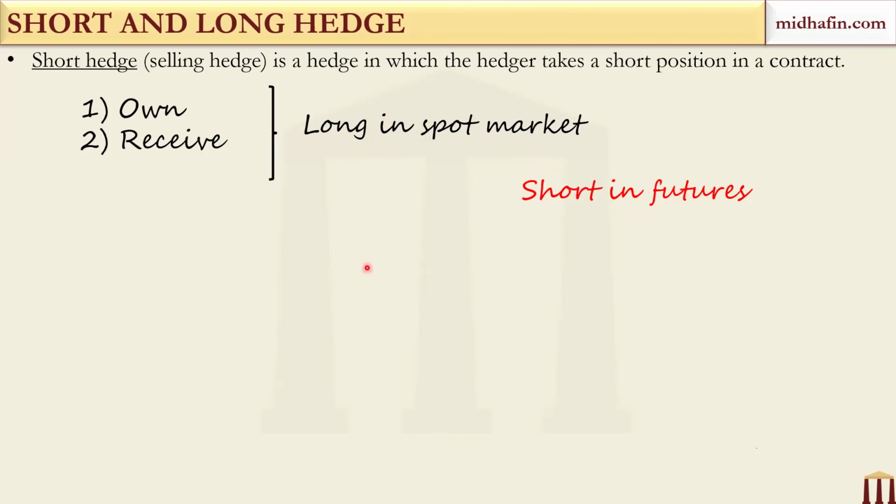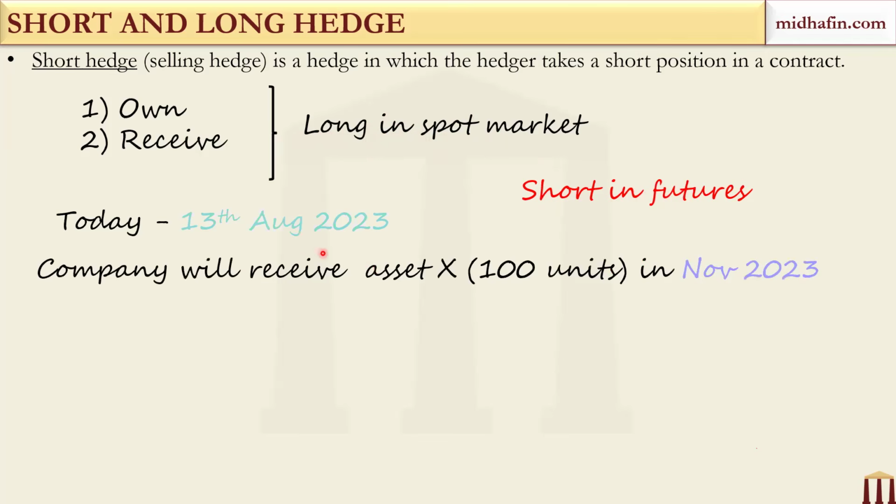Okay. Now let's say today is 13th of August 2023. Let's say the company will receive 100 units of asset X in November 2023. The spot price is $55 per unit. The futures price is $54 per unit. So you short the futures.